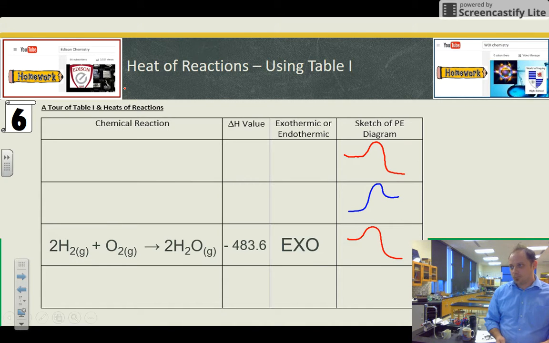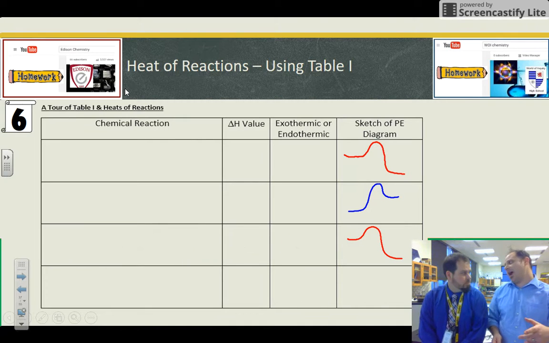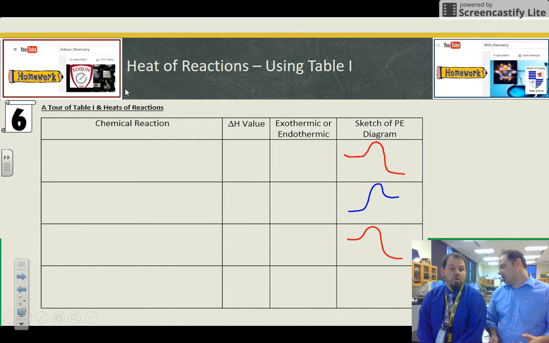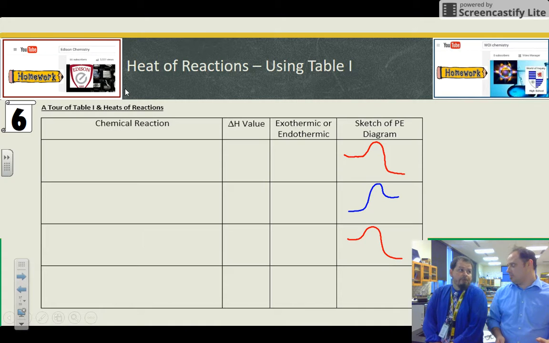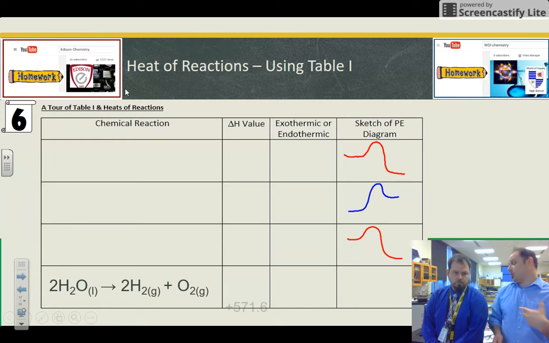The first one was X. Now, what we can ask is, compared to reactions, which one releases more energy? That would be the one with the bigger negative value, the larger number with a negative sign. Or we could ask which reaction absorbed more energy, and that would be the one with the larger number with the positive sign. And here's another one.